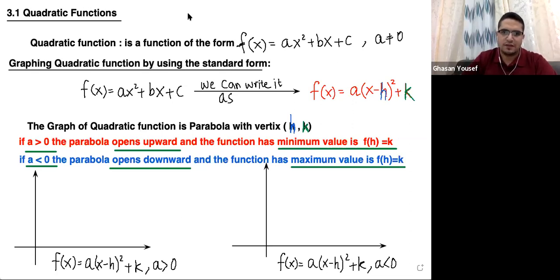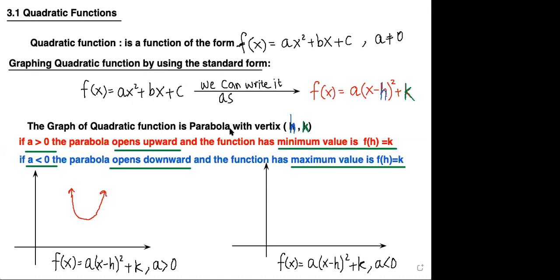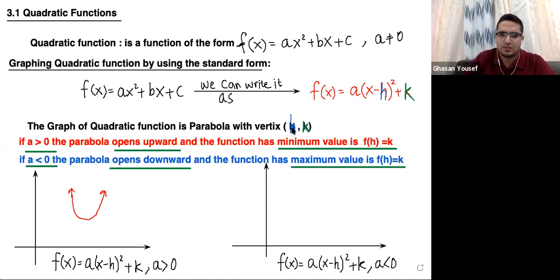Because a is positive in the first Cartesian plane, the parabola should open how? It opens upward because a is positive. So the graph should be like this. This is the parabola opening upward. And the vertex here, what is the vertex of this function? Can anyone help me? What is the vertex of this function? (h, k). Yes, exactly. The vertex for both graphs should be (h, k).